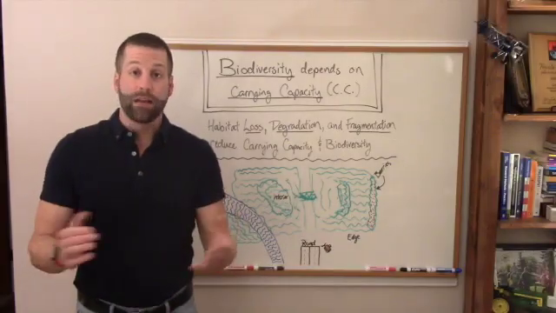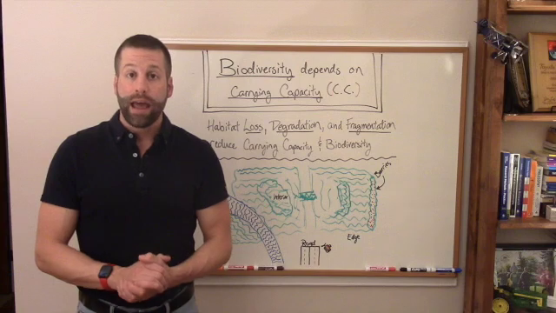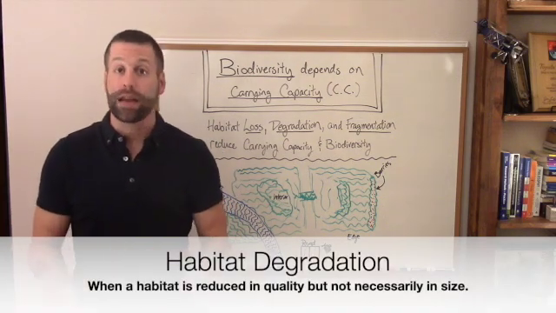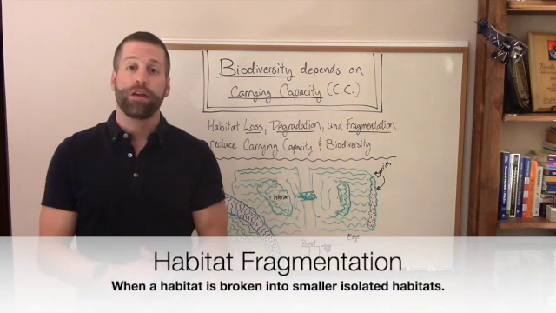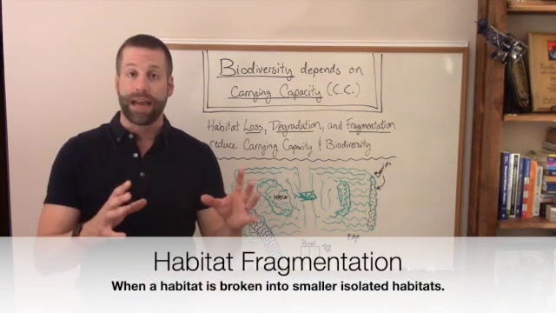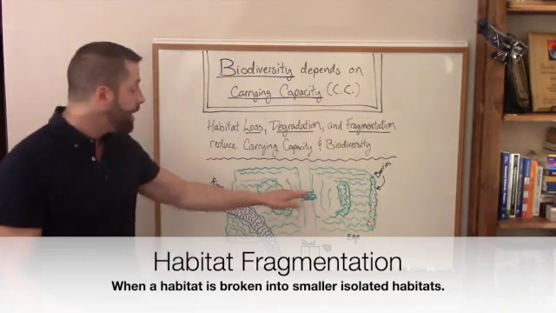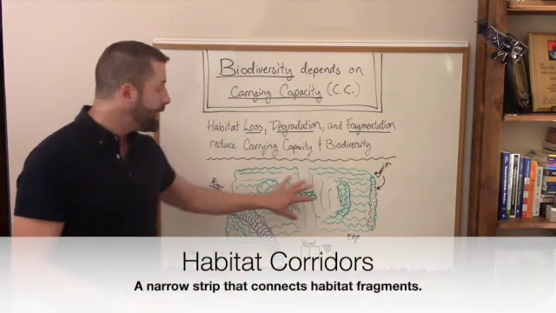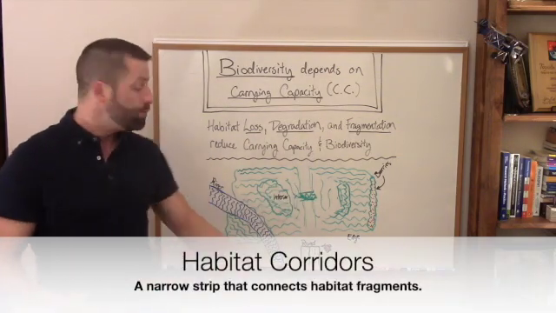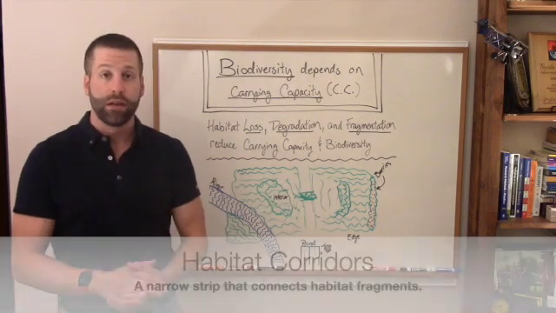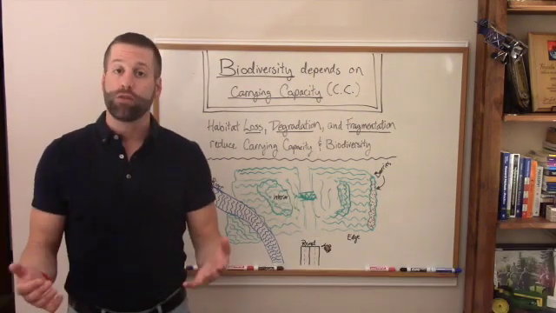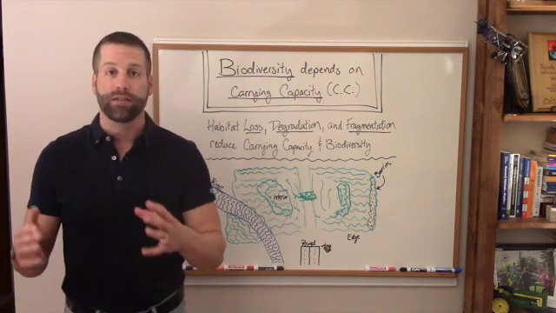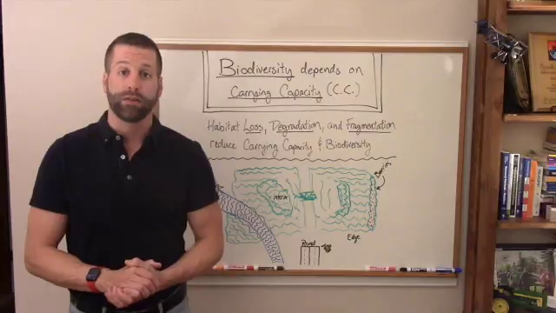We defined habitat loss as the complete loss of a habitat, habitat degradation as the reduction in the quality and carrying capacity of a habitat, but not necessarily its size, and habitat fragmentation as the breaking up of a habitat into individual isolated fragments, as in this example. We also talked about corridors, or connections between habitat fragments that allow wildlife to move back and forth between those fragments. While a fragmented habitat will still have reduced biodiversity even with corridors, a corridor will help to lessen the losses of biodiversity in that fragmented ecosystem.